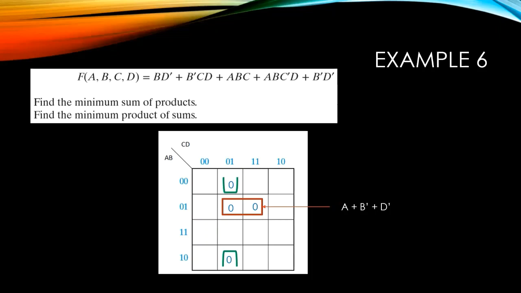And for the green, B is 0, so it's just B. C is 0, so just C. And for D, it's 1, so that's why it's D not. And then AND these two sum terms, and that will be our product of sum. So that's how we get the sum of product and the product of sum based on the given equation. More examples in the next video lecture. Thank you for listening.